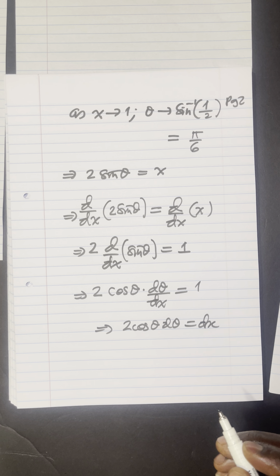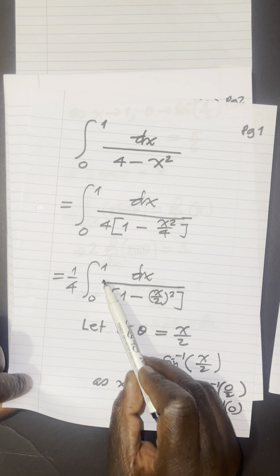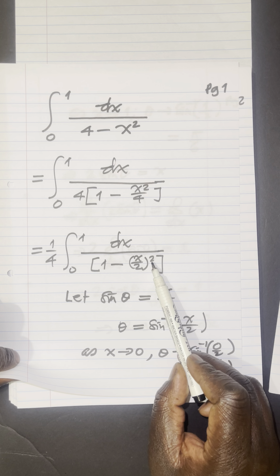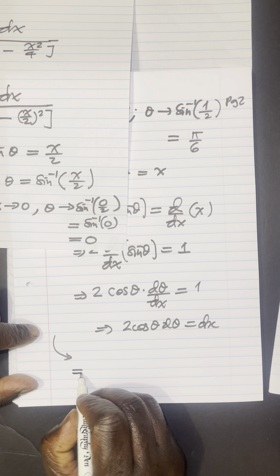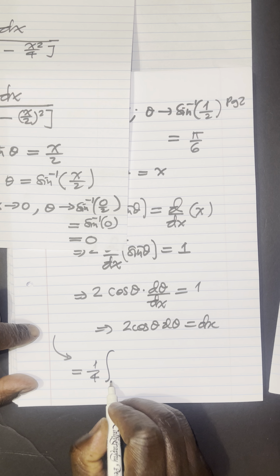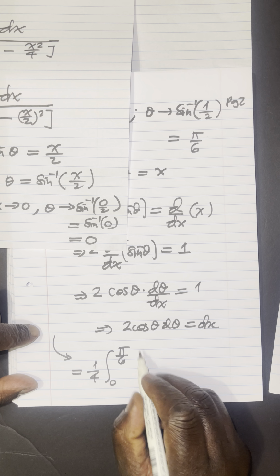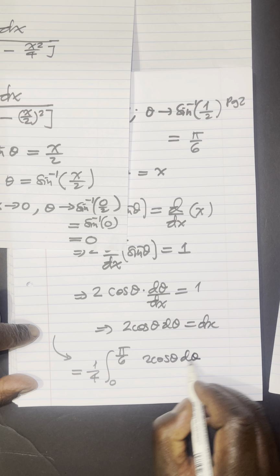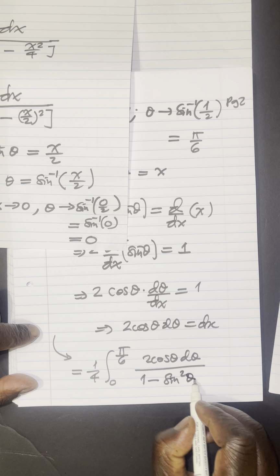This means that this integral now can be transformed totally to 1 over 4. Lower limit is 0, upper limit is pi by 6. Instead of dx, I'm going to have 2 cos theta d theta, and here I'm going to have 1 minus sine squared theta. So we're going to say that integral is equal to 1/4 integral from 0 up to pi by 6 of this expression, 2 cos of theta d theta all over 1 minus sine squared theta. There you go.